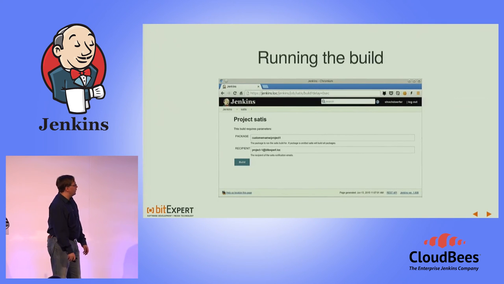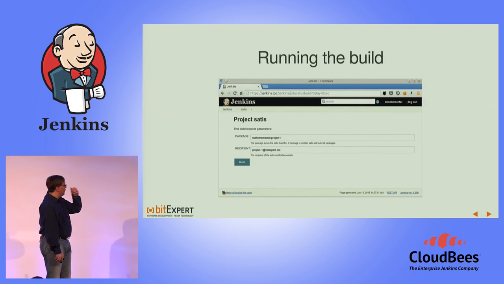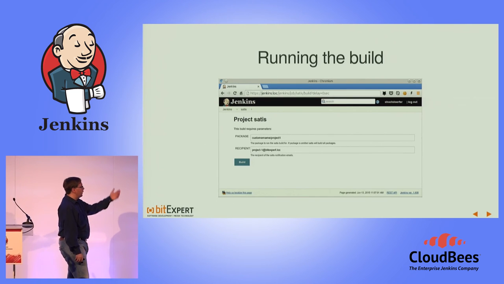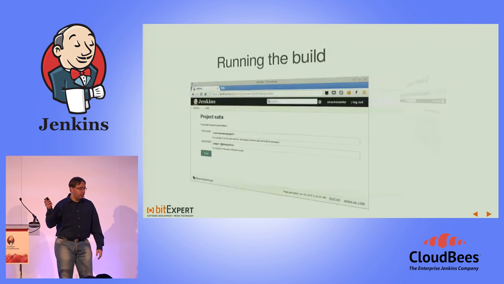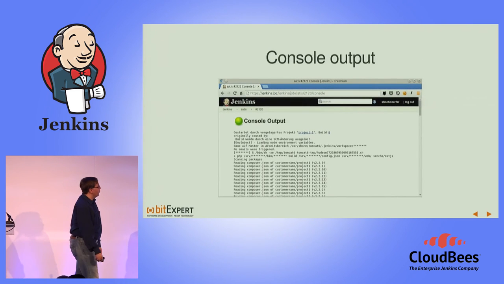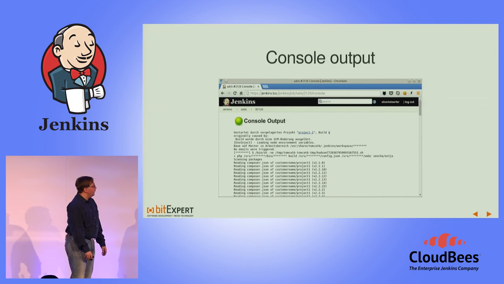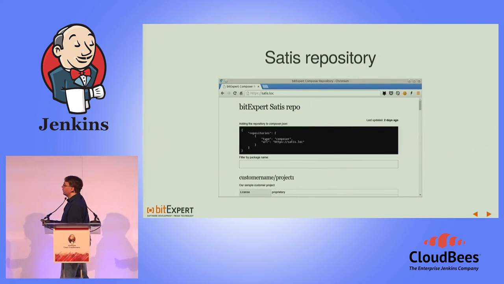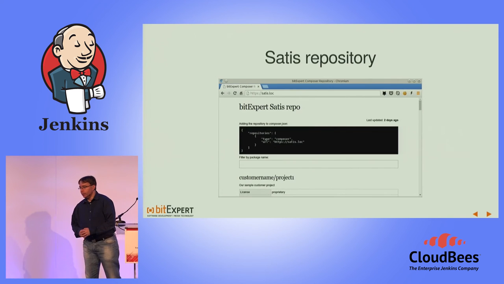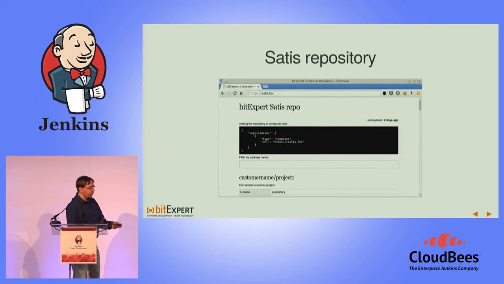So let's just run the Satis build. When I invoke the job in Jenkins, I get asked for package and recipient. I just need to fill them both. And then the Satis job will run. And after that, our Satis repo is current, and I'm able to use that package. So that's pretty cool.